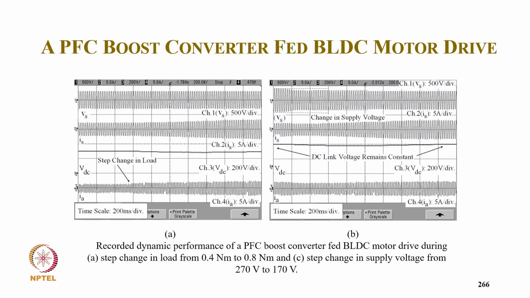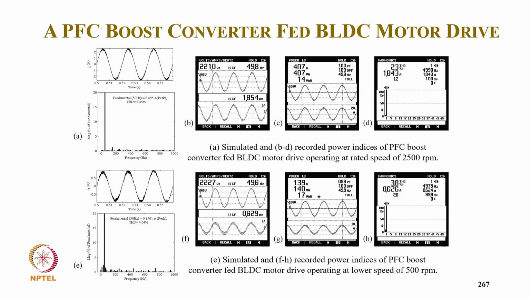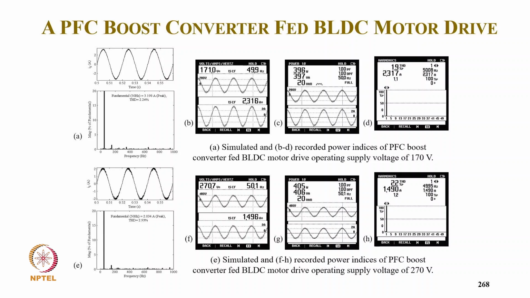And then the experimental result corresponding to step change in load and step change in input voltage. The DC link voltage goes momentarily down, but it remains regulated. And these are the power quality performance, where the THD is typically 2.5% with unity power factor and 3.8% at 500 RPM with almost unity power factor, in simulated and experimental results. This is the case typically at 170 volt input, 1.9% with unity power factor, and even at 270 volt we get 2.2% THD and unity power factor.